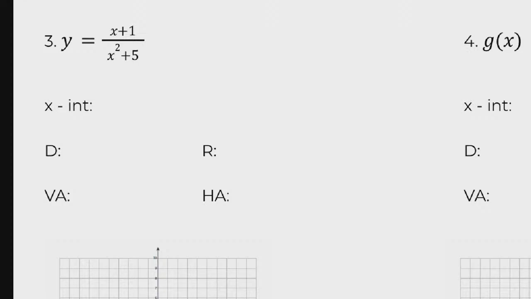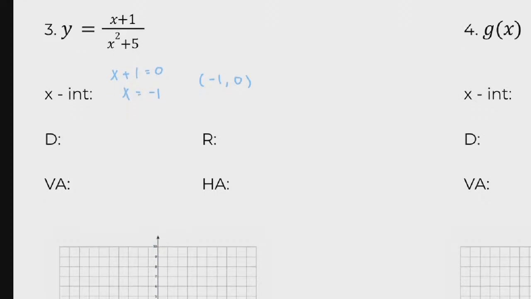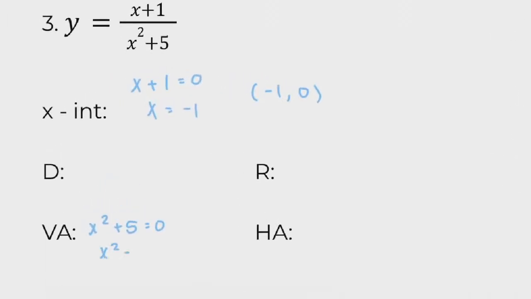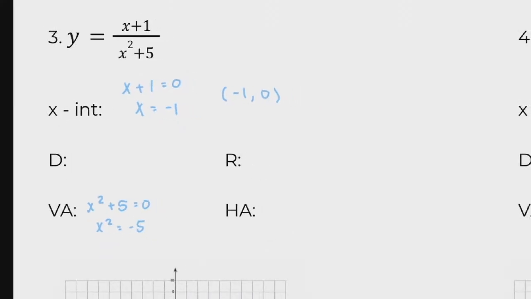Okay, next problem we have y equals x plus 1 over x squared plus 5. The x-intercept is when the numerator equals 0, so we get x equals negative 1. So our x-intercept is at negative 1, 0. The vertical asymptote is when we set the denominator equal to 0. So then we'll get x squared equals negative 5, and there's no real solutions to this. We'll get an imaginary solution. So there's none, which means the domain would be all real numbers.